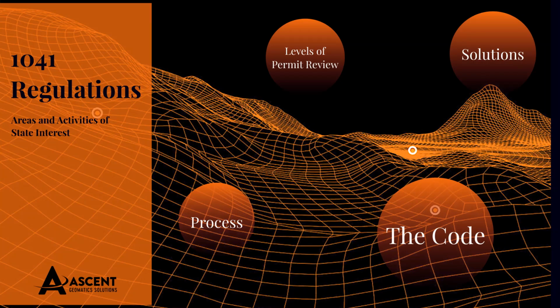This is a quick insight from Ascent regarding 1041 regulations. Most county jurisdictions are using a 1041 process as well as a full USR for permitting pipelines and major oil and gas facilities. Section 2 of the 1041 Code is designated areas and activities of state interest.